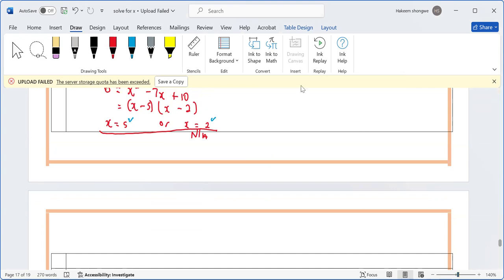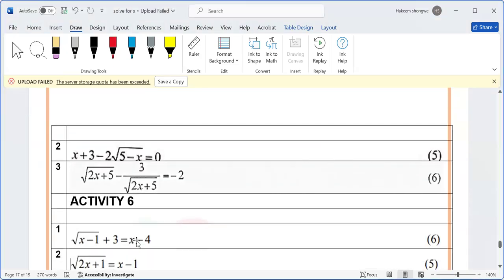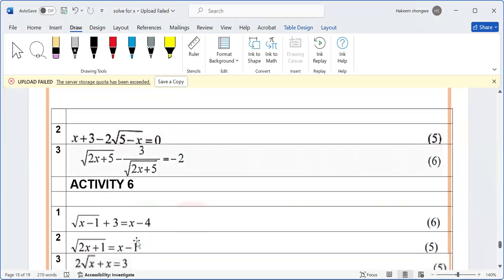Is it clear now? Yeah, it's clear. Let's try the following then. The only difference with what we've been doing is that after getting the answers, we need to check them on the original equation to say which are applicable or not applicable. Let's try number 1, and then we'll go back and try example number 2.